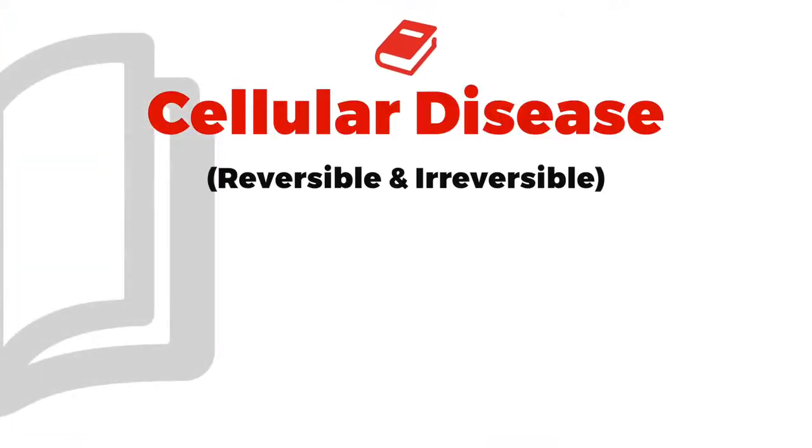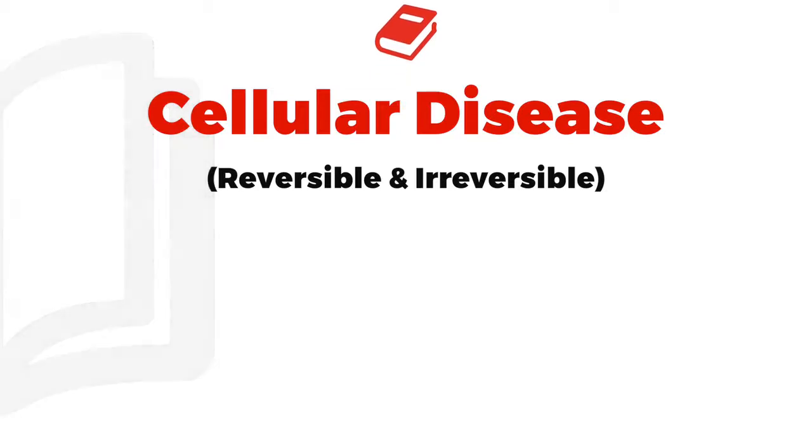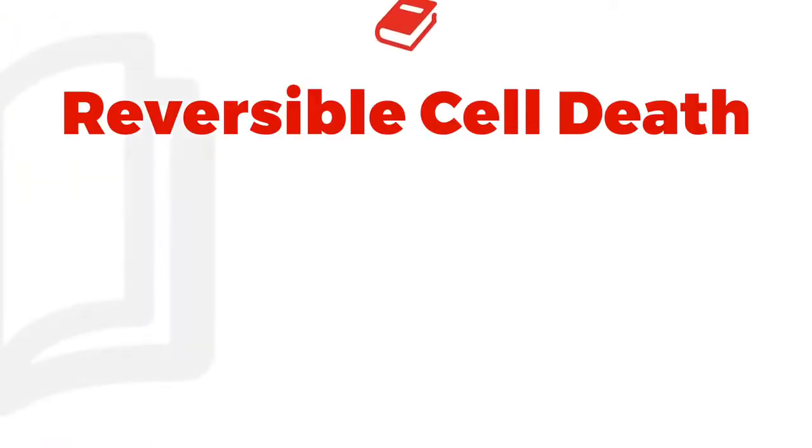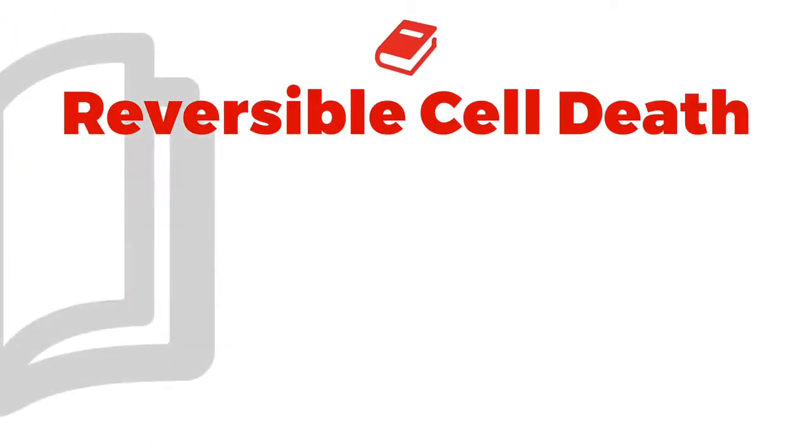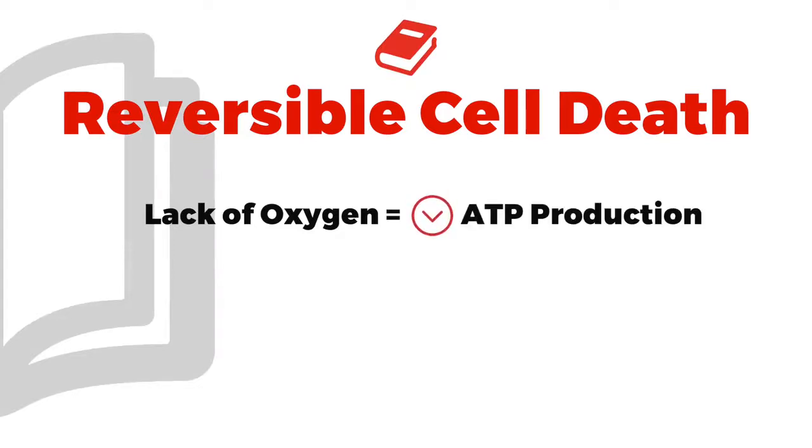Let's move on now from inflammation to cellular disease. Cells need oxygen, and when we talk about cellular disease or cellular death, it's basically that these cells are not getting enough oxygen. So we have reversible and irreversible cell death. Reversible cell death means that the lack of oxygen causes a decrease in ATP production. You'll learn about this in biochem too. When you have a decrease in ATP production, you're going to have a decrease in pH, so that cell gets acidic, and you're going to have increased edema in the cell. Those are the two big things I would know.